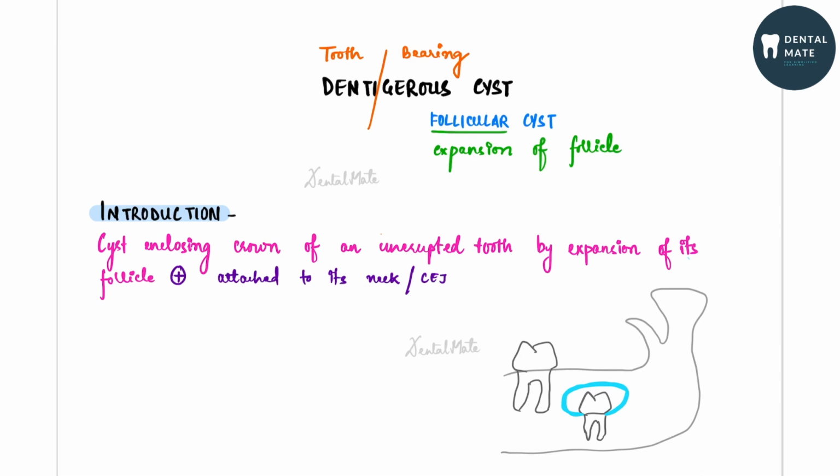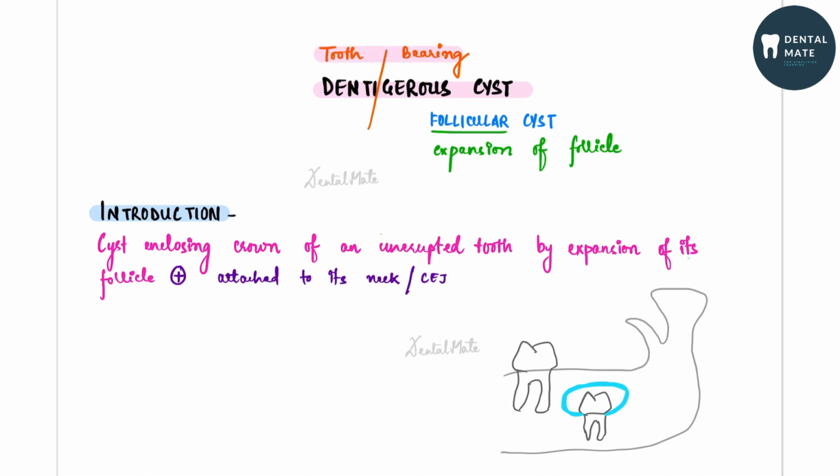Today, in this video, we'll be talking about Dentigerous cyst. So, Dentigerous cyst, why is it called Dentigerous? See, Dentigerous cyst is named so because it is a tooth-bearing cyst. Okay, it is called Dentigerous. Why? Because it is a tooth-bearing cyst.